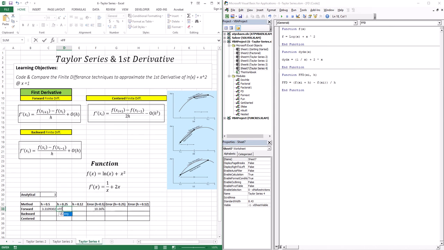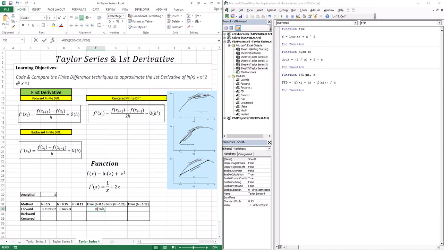So if I say forward finite difference, the point I'm interested in is 1 and 0.25, would that change? I'm at 3.14. So I'm actually closer to 3. So you can see as I reduce the step size, I'm actually getting a more accurate answer.